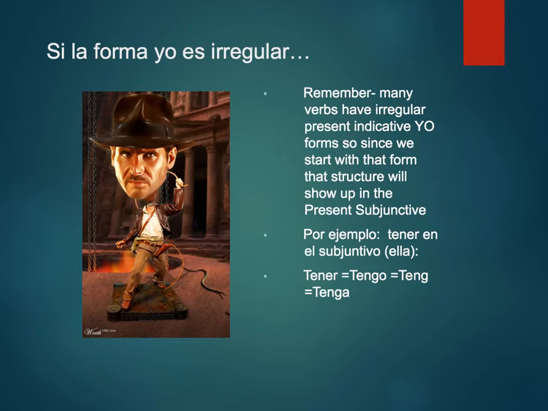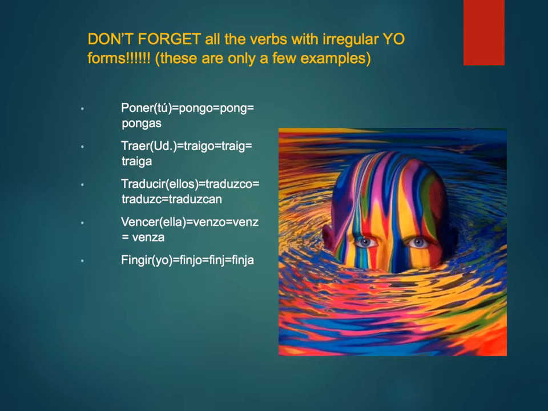So again, if your yo form is irregular, and there are a ton of them, right? Present tense, we did a whole thing at the beginning of the year. Tengo, vengo, doy, tons of irregulars, okay? So if your verb has an irregular form like poner, your subjunctive form is going to be weird. So again, here's my process. If I want the tú form of poner in the present subjunctive, I start with my yo present tense form, pongo. Step 2, I cut off my O: pong. Step 3, I add my opposite ending. If it's an ER verb, opposite is going to be as, because again, I'm looking for the tú form: pongas. Traer with usted would be traiga.